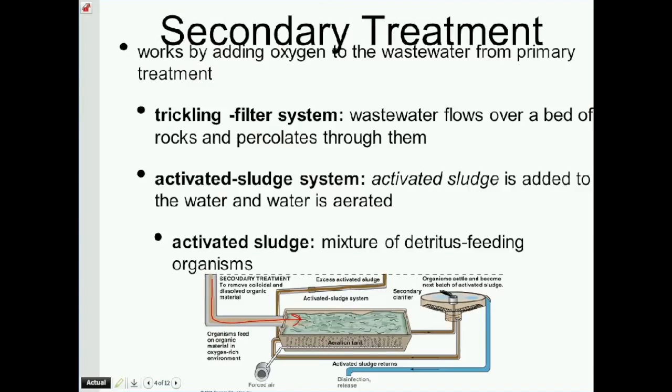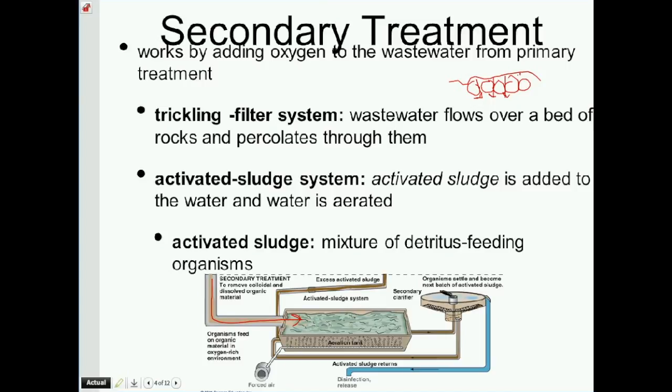The water will flow over rocks and percolate through the rocks. So you'd have these rocks, kind of like in a fish tank or something, or outside, where you've got the water and then it percolates down through the rocks, and the rocks filter it a little bit. It traps bigger particles up here because they can't fall through the rocks.